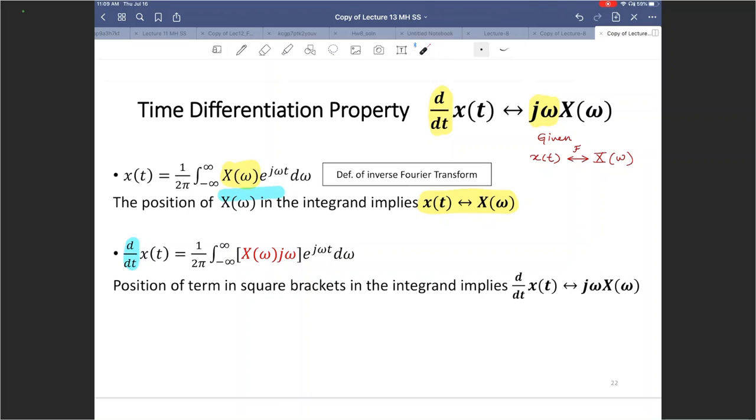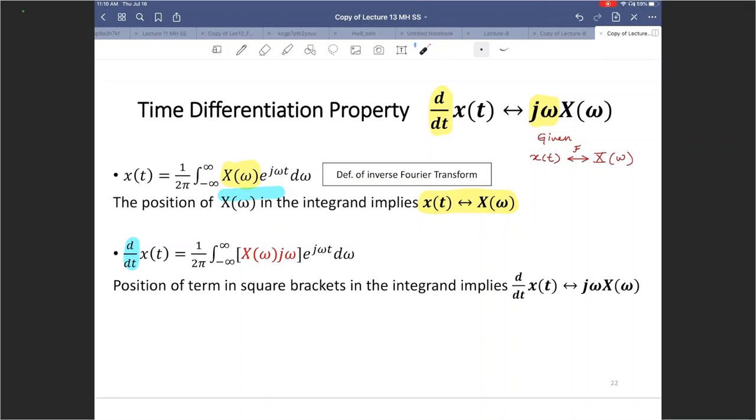The term in the square brackets is what is telling us that that is the Fourier transform of the signal dx by dt. Differentiate the signal in the time domain, you multiply it by j omega in the frequency domain. Notice this will apply for all transform pairs. You change some aspect of the signal in the time domain, there will be a change in the frequency domain. What that change is, is what we are trying to figure out.